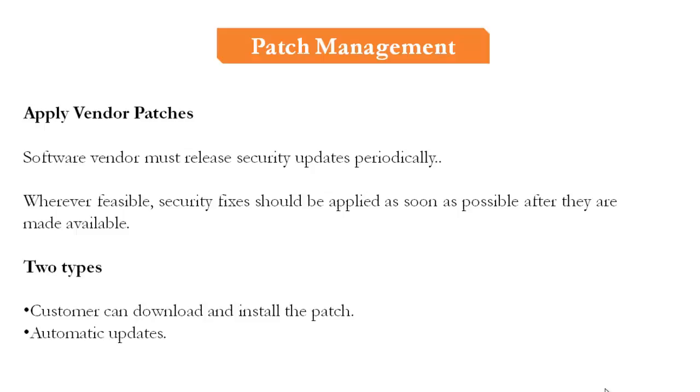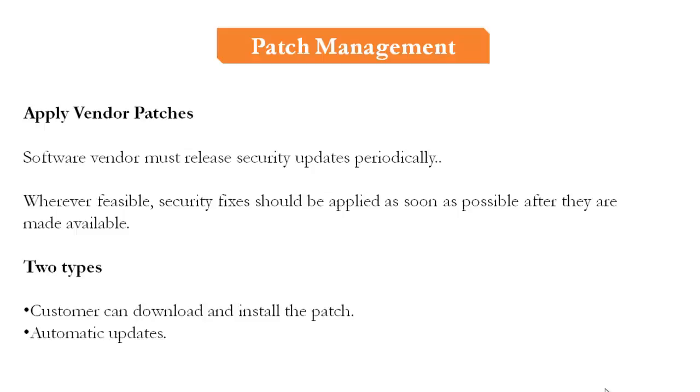If a vulnerability exists on his server, he needs to release a patch. This particular vulnerability may be disclosed by their employees, the vendors, or an independent security researcher may find a vulnerability and report it, or an attacker. Most of the attackers may be attacking the same vulnerability repeatedly, so that the vendor will come to know that a specific vulnerability exists in their specific product. So they need to release the patches, and wherever feasible, security fixes should be applied as soon as possible after they are made available.